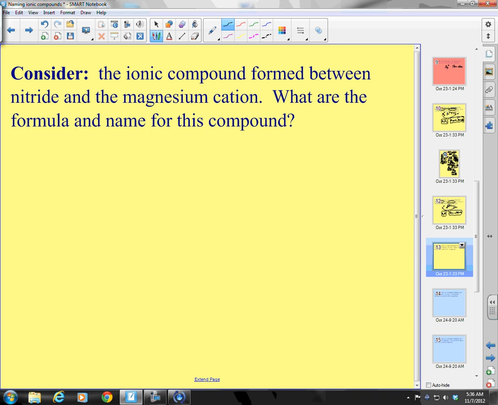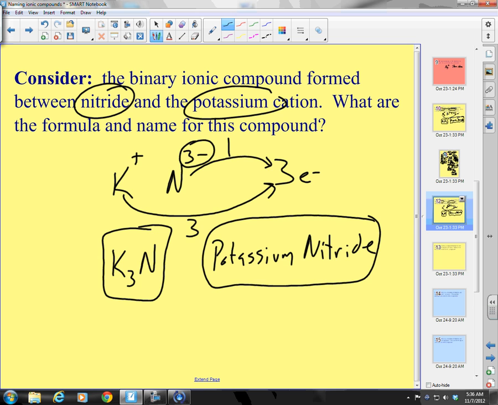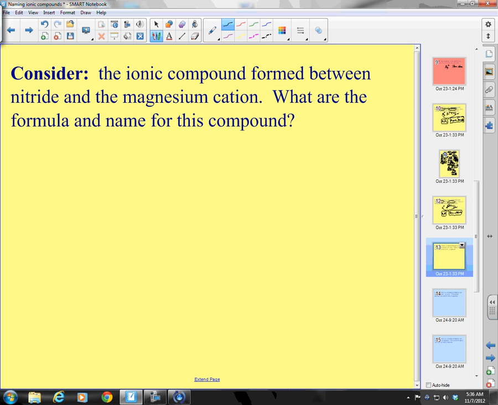All right. Now let's try one more. Give this a shot. All right, do you have an answer? We have magnesium and we have nitrogen. Magnesium is a 2 plus. My nitrogen is a 3 minus.